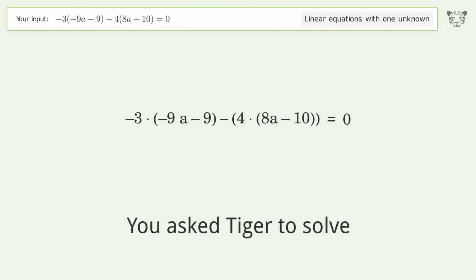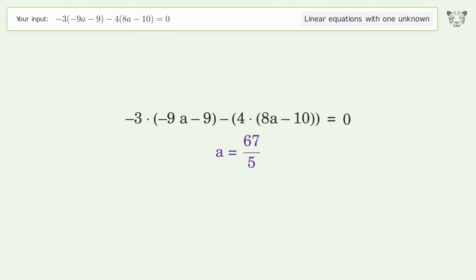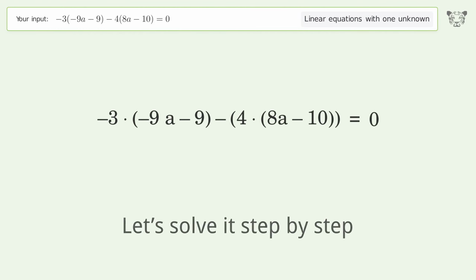You ask Tiger to solve. This deals with linear equations with one unknown. The final result is a equals 67/5. Let's solve it step by step.